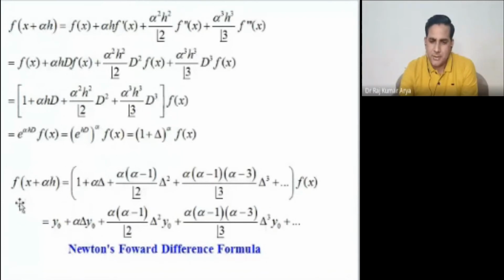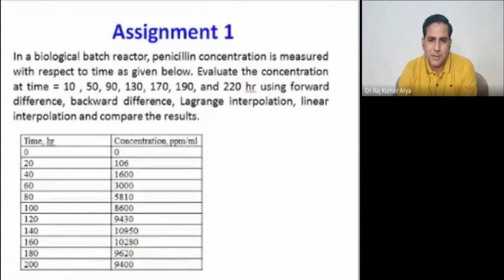Here you have y naught, no problem. Delta y naught you are getting from there. This side is delta y naught, delta square y naught, delta cube y naught. You have that. The only thing you need is the alpha here. So alpha needs to be calculated from here. f of x plus h alpha should be equal to what? The question is this. Let's say we want to calculate alpha here.